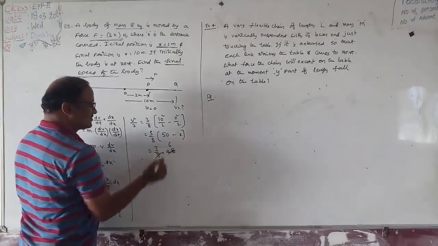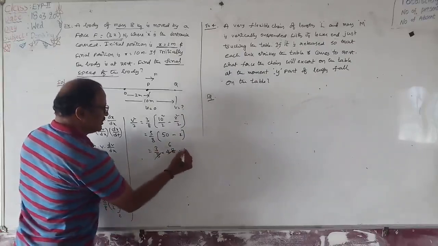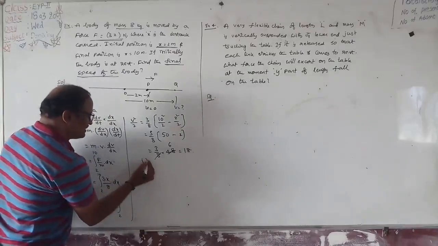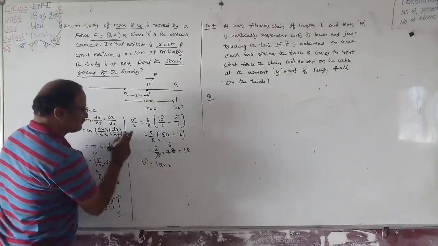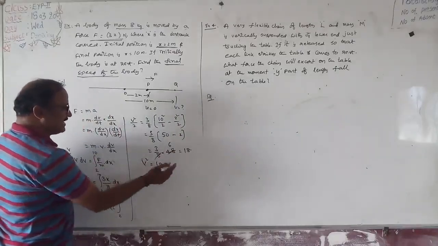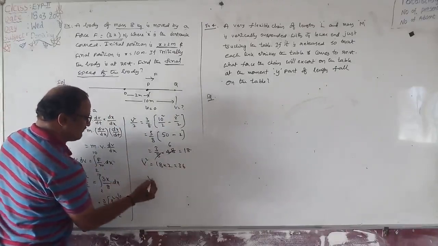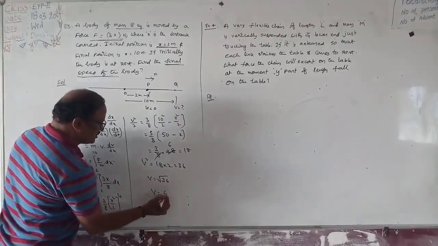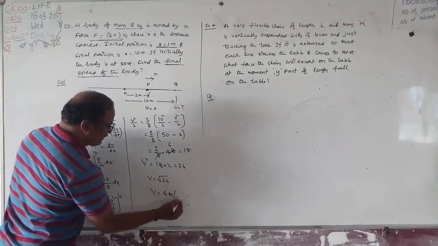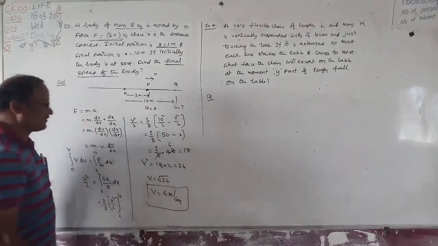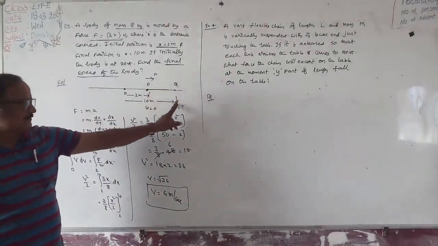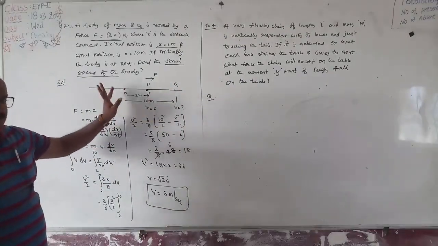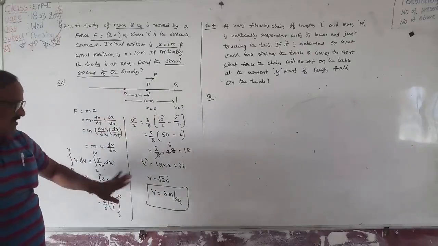8 into 6 is 48, so that is equal to 18. V square by 2 is equal to 18. V square is equal to 18 into 2, that is equal to 36. Then v is equal to root 36, or v is equal to 6 meter per second. This is the final velocity at the point Q where the particle is lying at a distance of 10 meter from the origin. Right? This is the required answer.